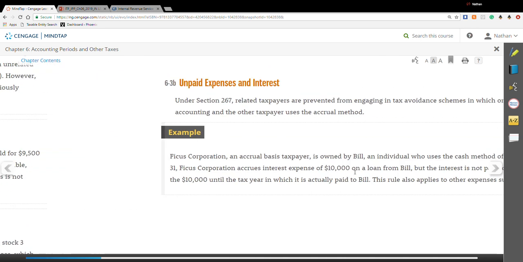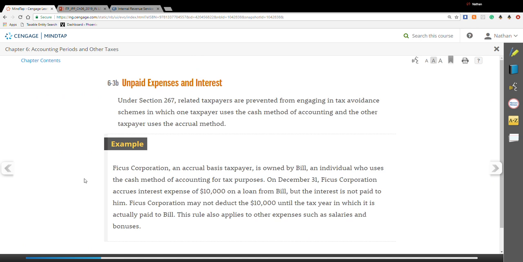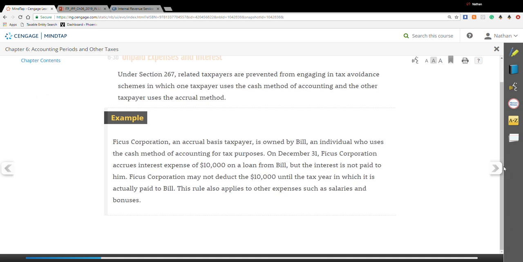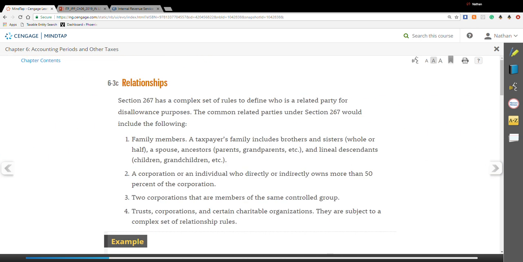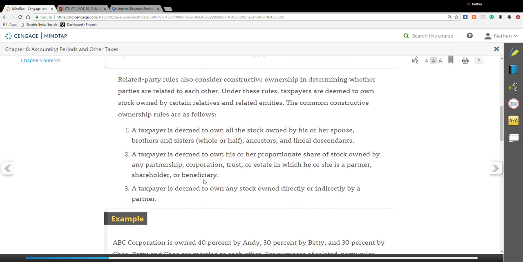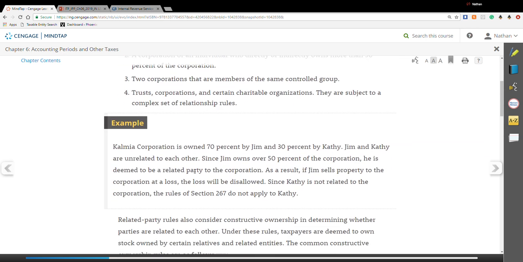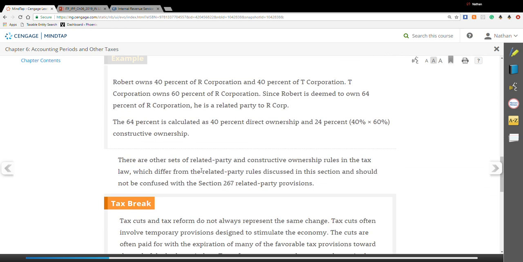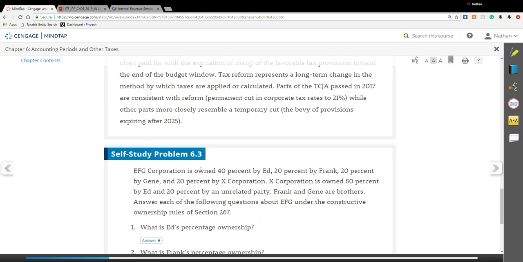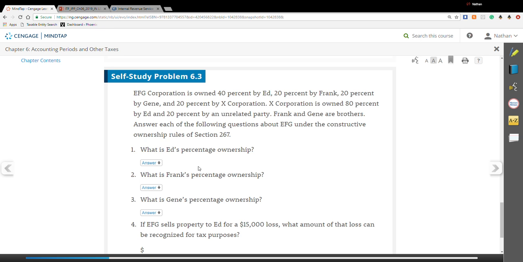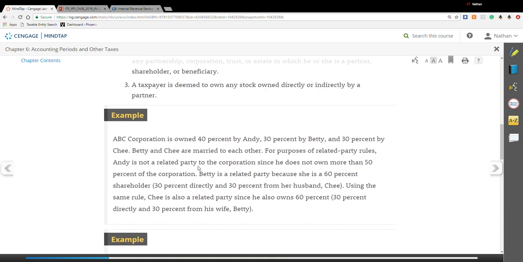And this is unpaid interest expense. So here's the relationships again. Notice that they're not going too much in depth into it. Again, they're looking at more just the common stuff and how the related parties work. Again, it's watching out with certain things.